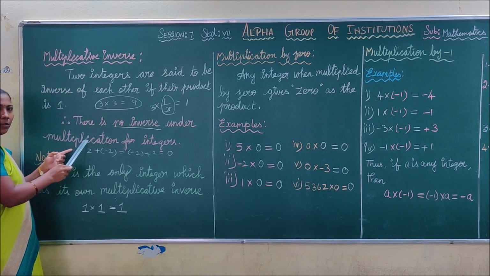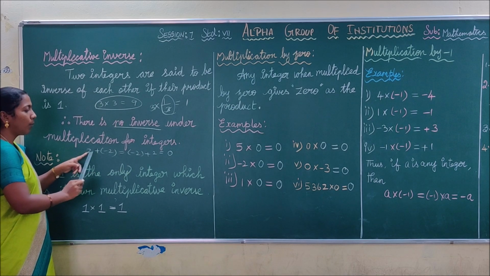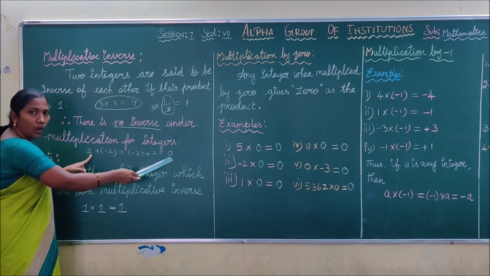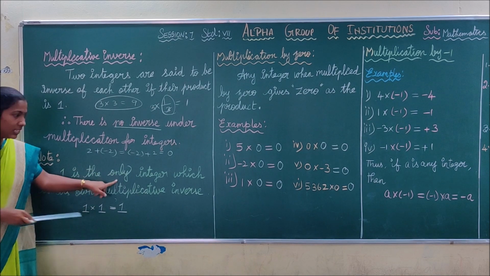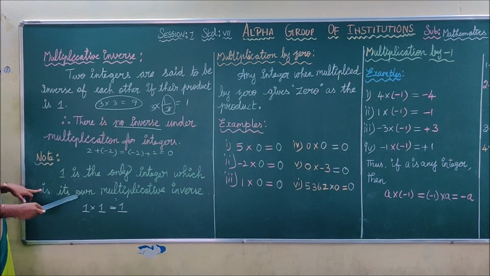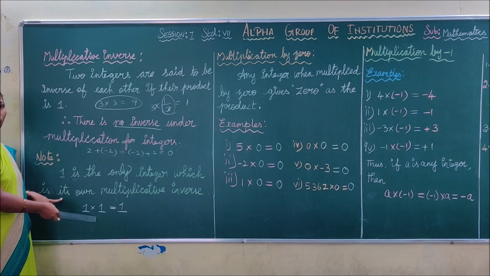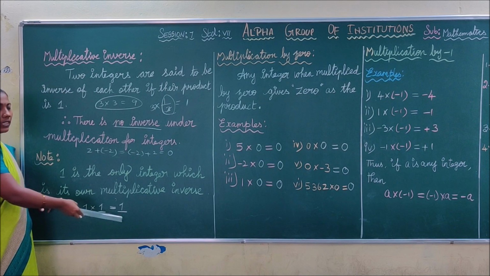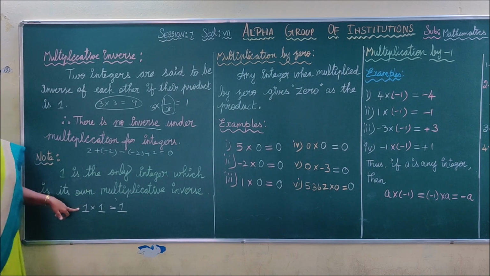But in the case of multiplication, we can't find such two integers whose product gives the answer 1. But we have one number. What is that? It is 1. That is, 1 is the only integer which is its own multiplicative inverse. That is, if you multiply 1 with 1, the answer is 1. Thus, we can say 1 is its own multiplicative inverse.